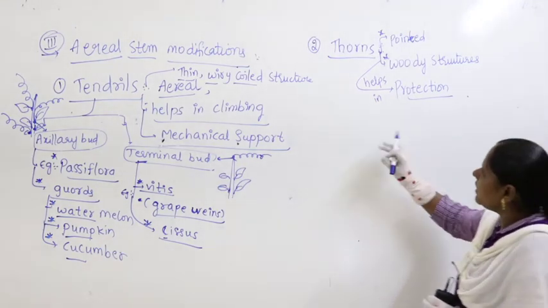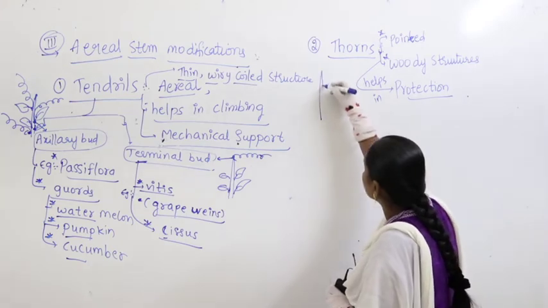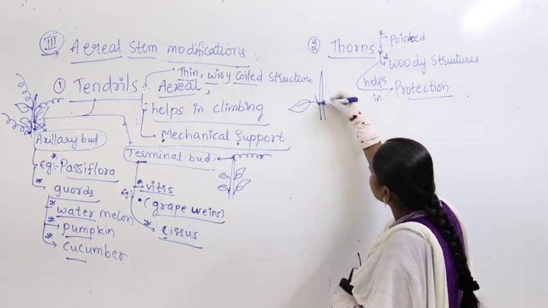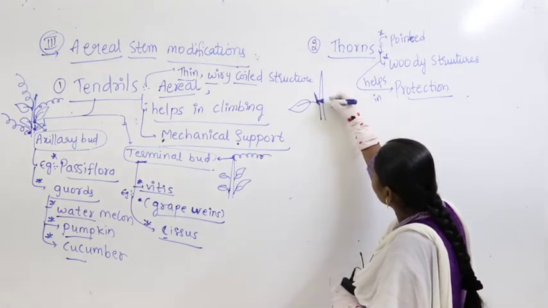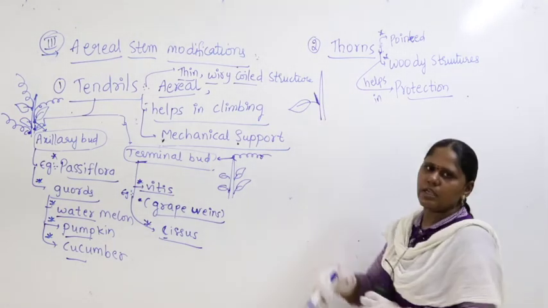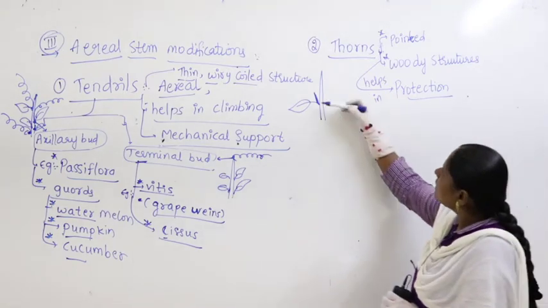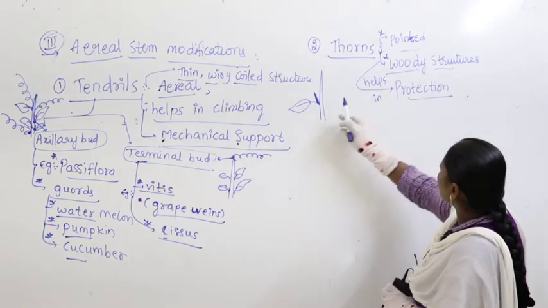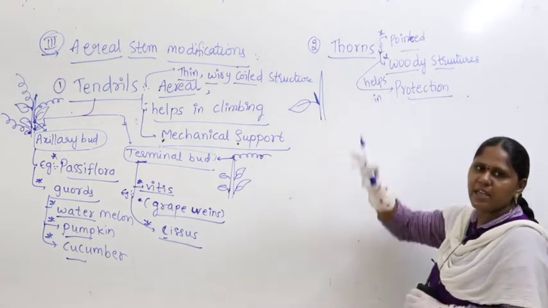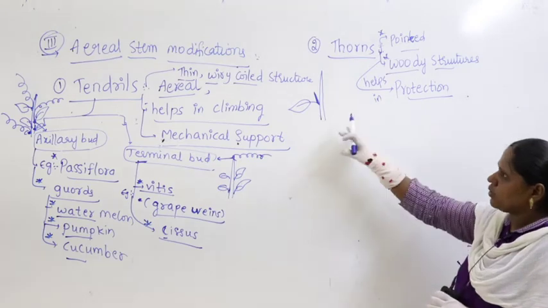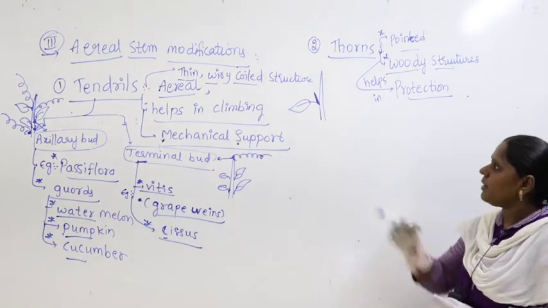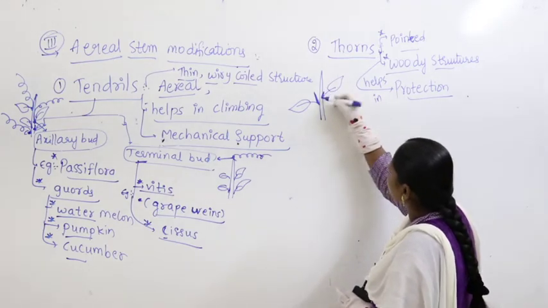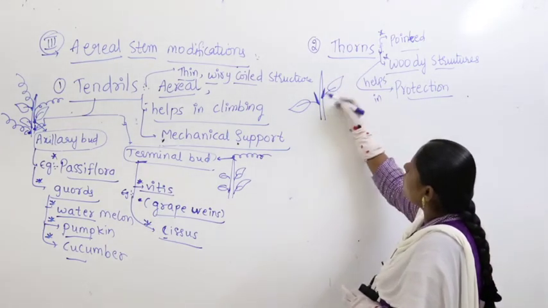Now, in the case of thorns, in some plants you can see here a leaf like this, pointed like this. So here this is pointed and they are woody structures, and they help for protection. Any grazing animal, if it wants to eat or damage the plant, can be kept off with the help of thorns. So these needle-like structures are called thorns.